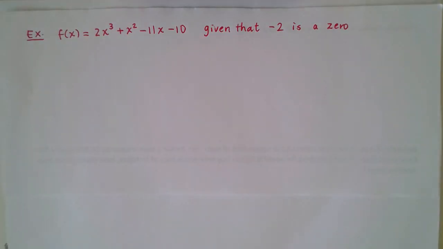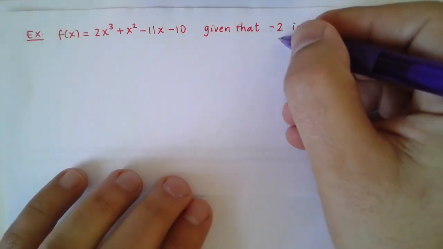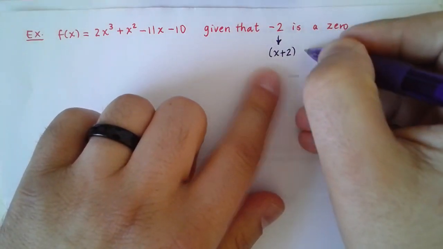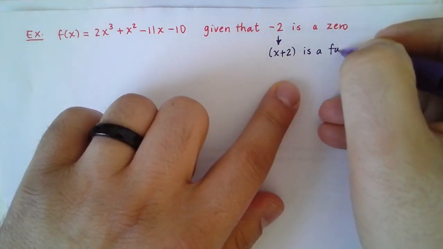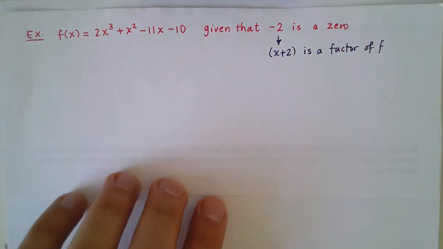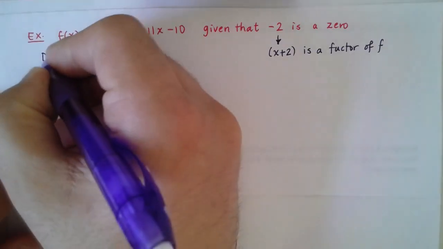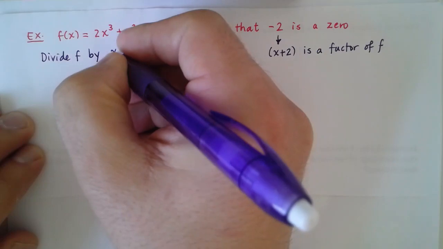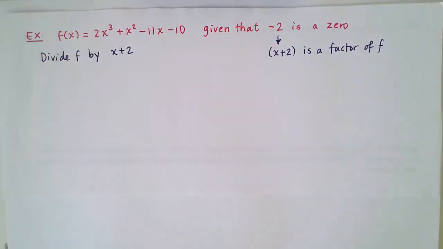So we know that negative 2 is a 0. So folks, this changes the nature of the problem significantly. Now you're going to be able to solve this problem if one of the zeros is given. So negative 2 is a 0 means x plus 2 is a factor of f. So what you do is just divide f by x plus 2. You can use synthetic division.